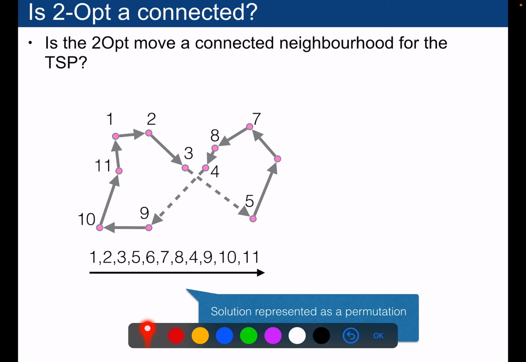And the representation that I will assume is that I will represent a circuit as a permutation, right? So I visit 1, and then I visit 2, then 3, then 5, then 6, then 7, like this, 1, 3, and so on. And then we should ask ourselves, what does it mean in this representation to apply the 2-opt move?